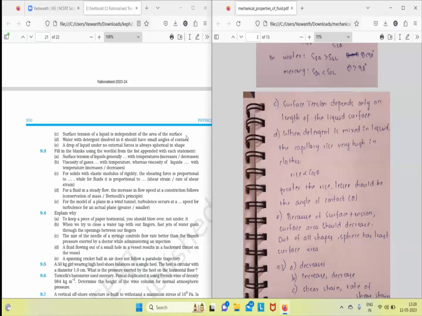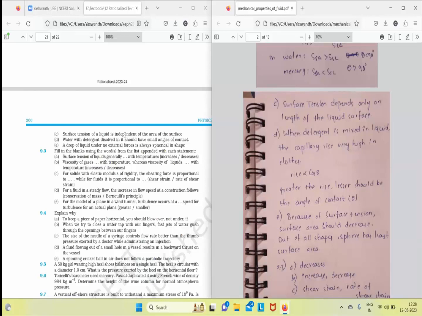So obviously, when we define the surface tension, we talk about the force acting on unit length, right? So there's no point of the area of the surface. We don't care about the area of the surface. We only concentrate upon the length of the surface. So surface tension of liquid is independent of the area of surface. So it doesn't matter how much the area of the surface is. I only care about the circumference or the length of the surface.